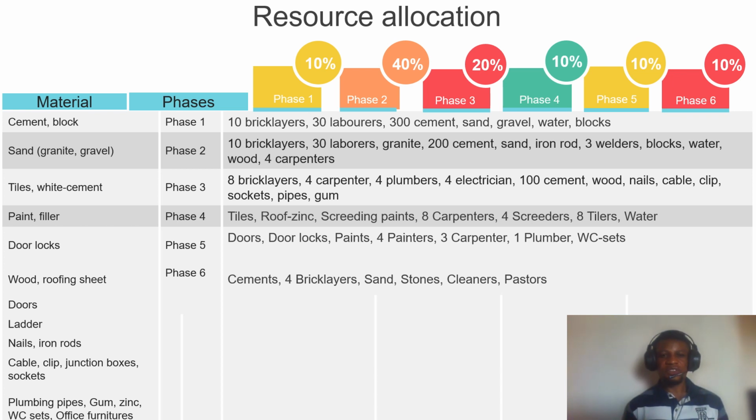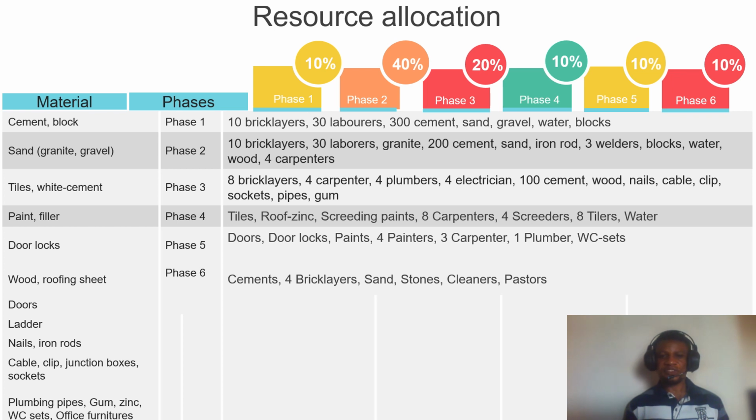Moving to phase 3, there will be 8 bricklayers now, since the work of bricklaying is reducing, 4 carpenters, 4 plumbers, 4 electricians, 100 bags of cement, wood, nails, cable, clips to clip those cables in the right place, sockets, pipes, and gum, because the pipes will be laid behind the wall, right?